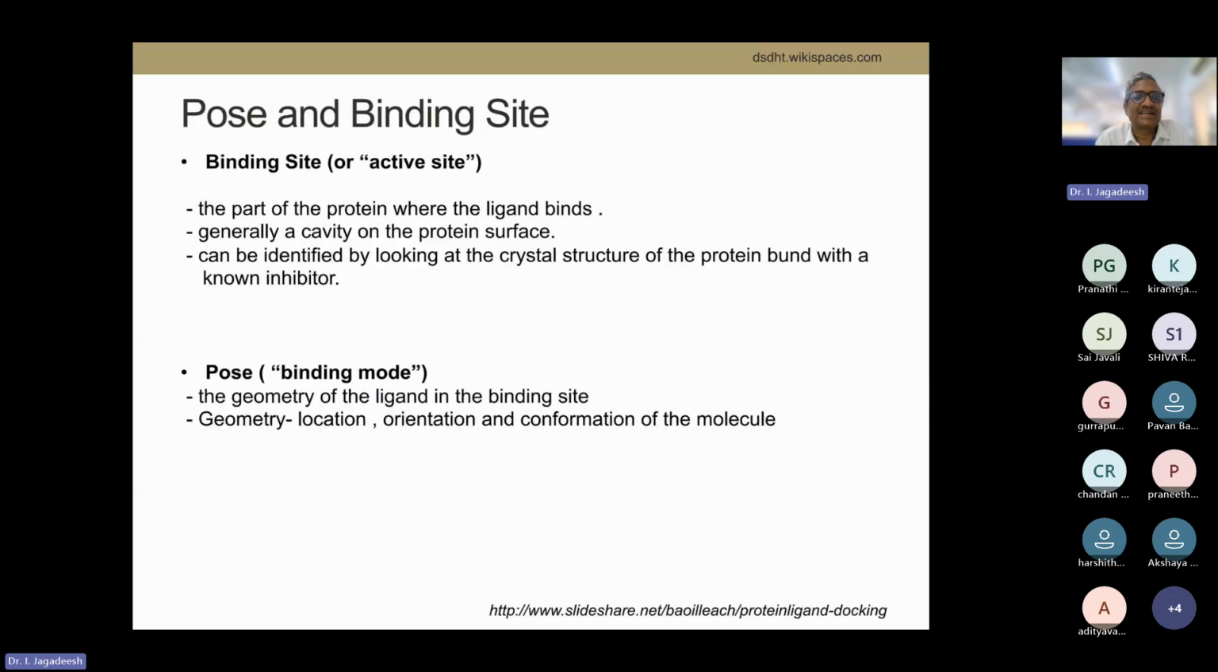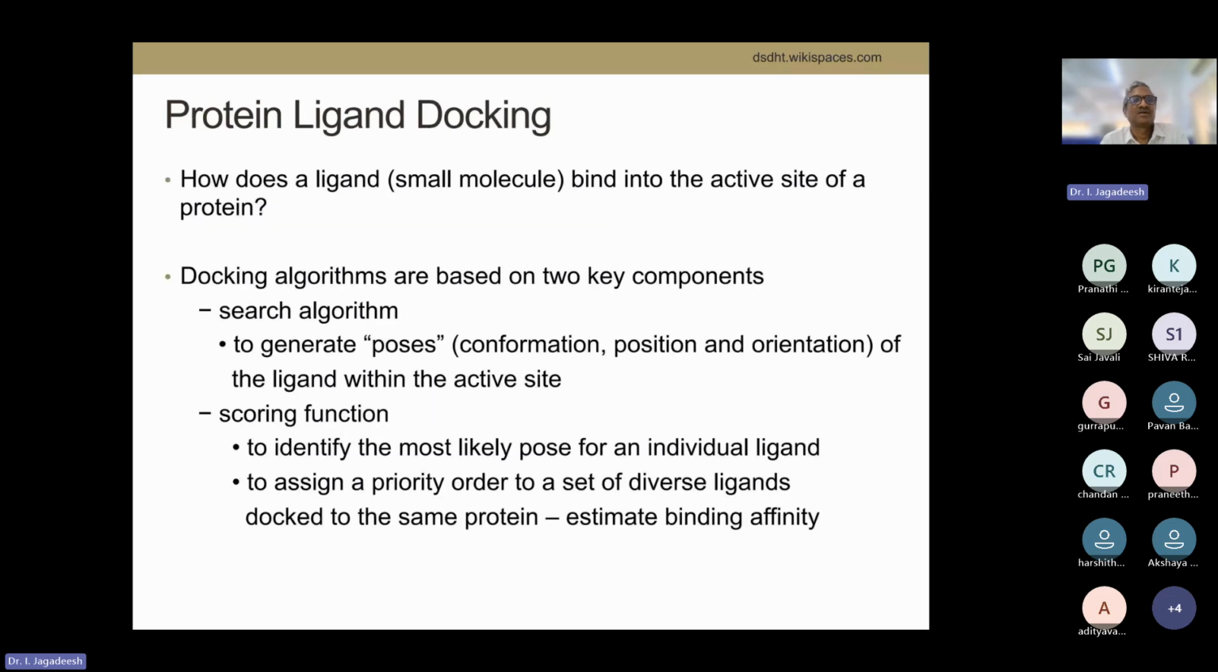And after getting the interaction site in the protein pocket, we need to find the better pose, that is the binding mode. So the geometry of the ligand in the binding site, the geometry, location, orientation, and the conformation of the molecule, that is resulting in the interaction, the protein-ligand complex, we have to see. So in the protein-ligand complex, how does the ligand, the small molecule, bind into the active site of the protein? We have to represent it by docking.